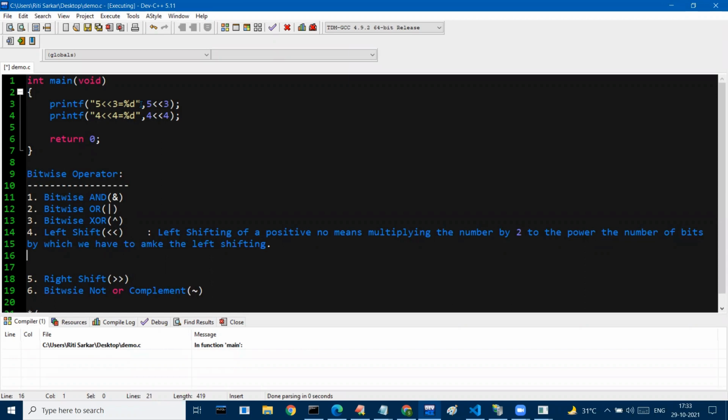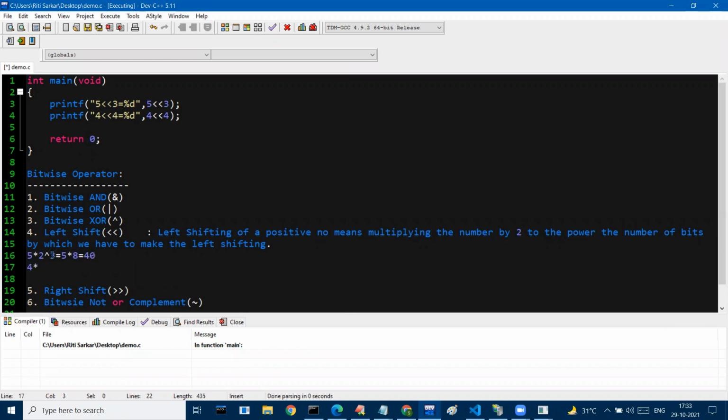See here, 5 is the number, and by 3 we have to make the left shifting. So left shifting of 5 means multiplying the number by 2 to the power number of bits by which we have to make the left shift. Here the number of bits is 3. So basically 5 into 2 to the power 3. Exponentiation has high precedence, so it becomes 5 into 8 and hence the result will become 40.